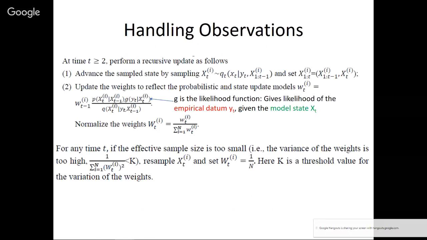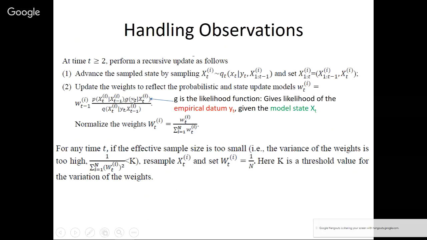If it's very likely that we would have observed this, if it's a very plausible observation given what we posit in the world, the weight is going to be higher. The numerator is going to be larger, and therefore we'll multiply the old weight by a larger value.